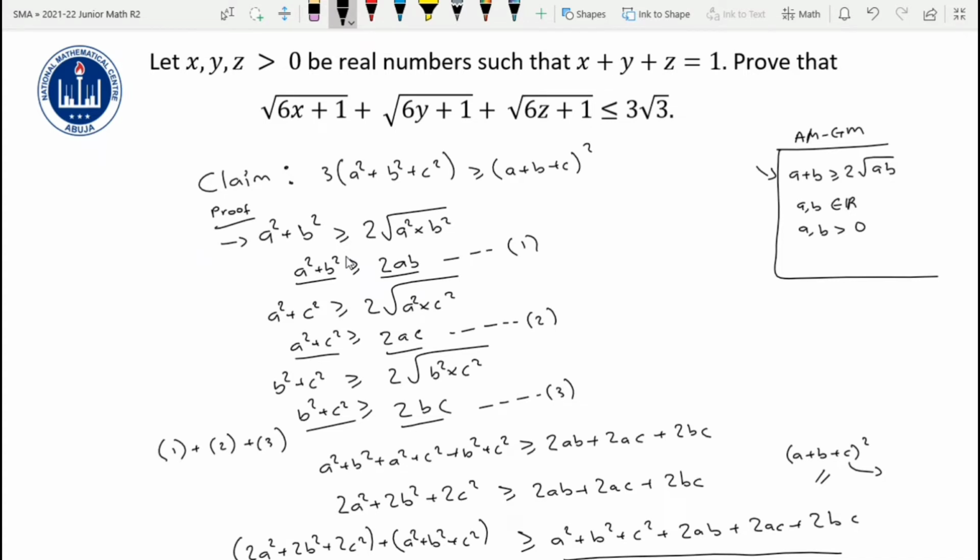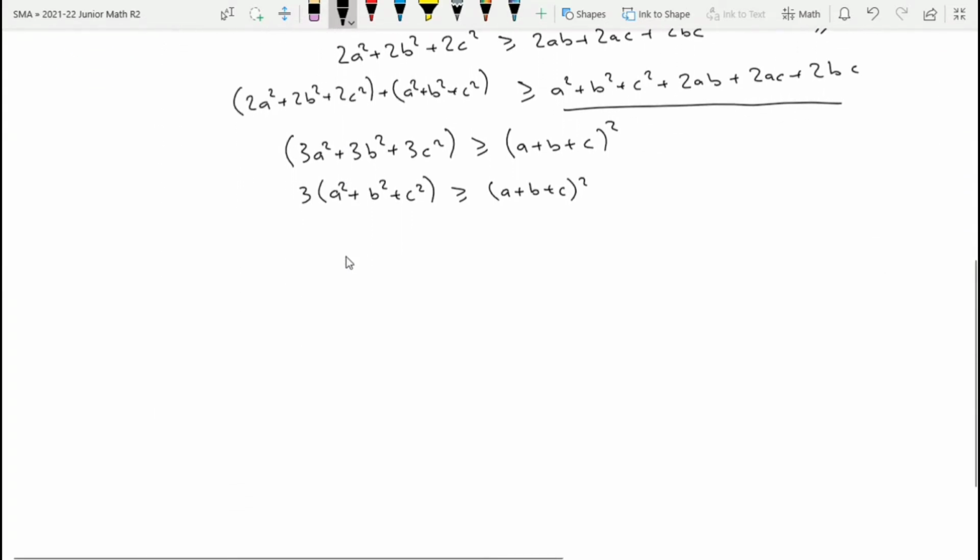We're going to substitute square root of 6y plus 1 for b and square root of 6z plus 1 for c, based on this claim here, since we know that this is true. And then when we do that, let me write down the things we're substituting.